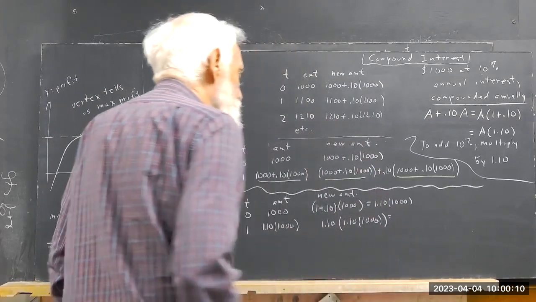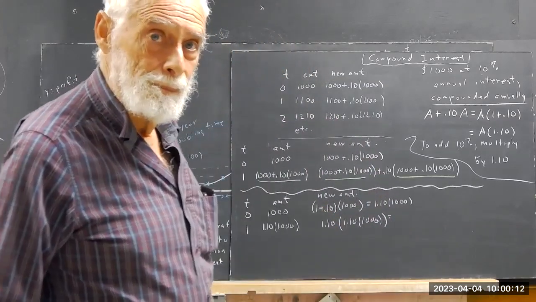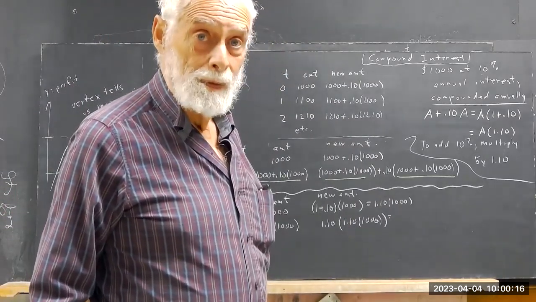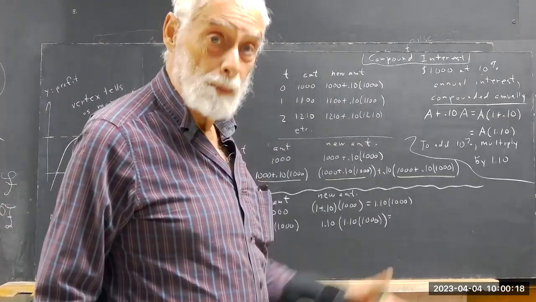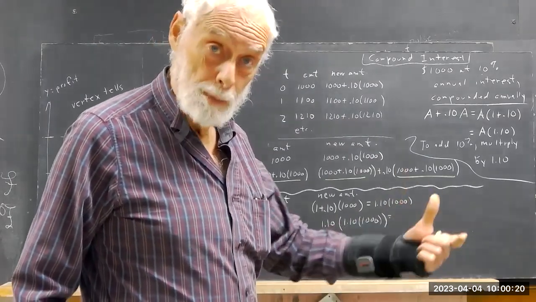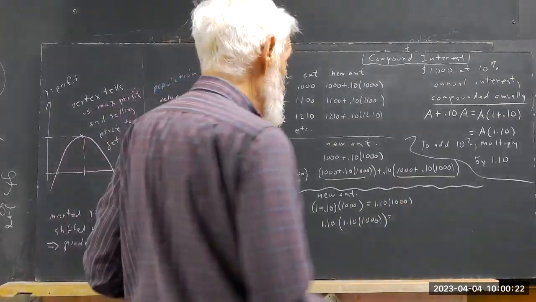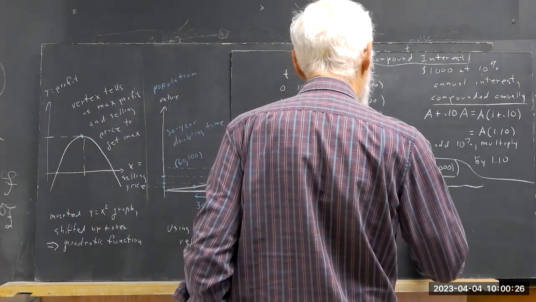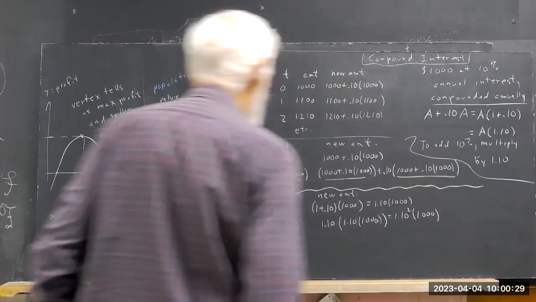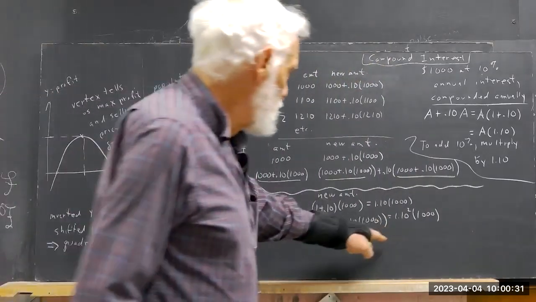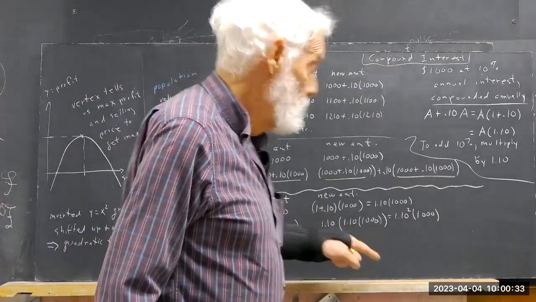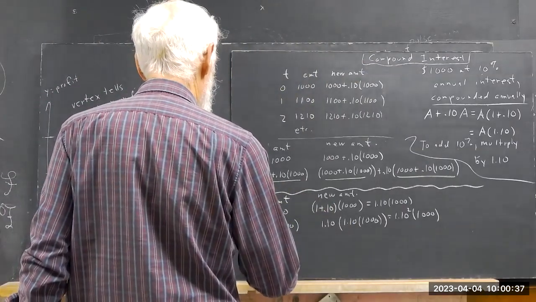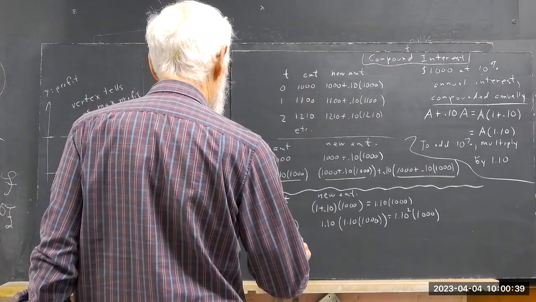And of course, how could I write that? 1.10 times 1.10 is what? Well, it's 1.21, but it's 1.10 squared, and that's how I'm going to write it. So this is 1.10 squared times 1,000. That's the briefest way I can write this. So in this year, I've got 1.10 squared times 1,000.